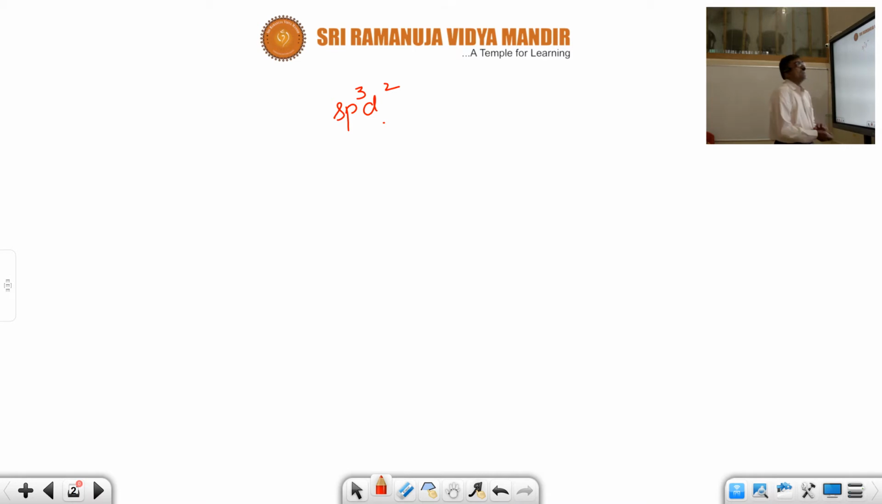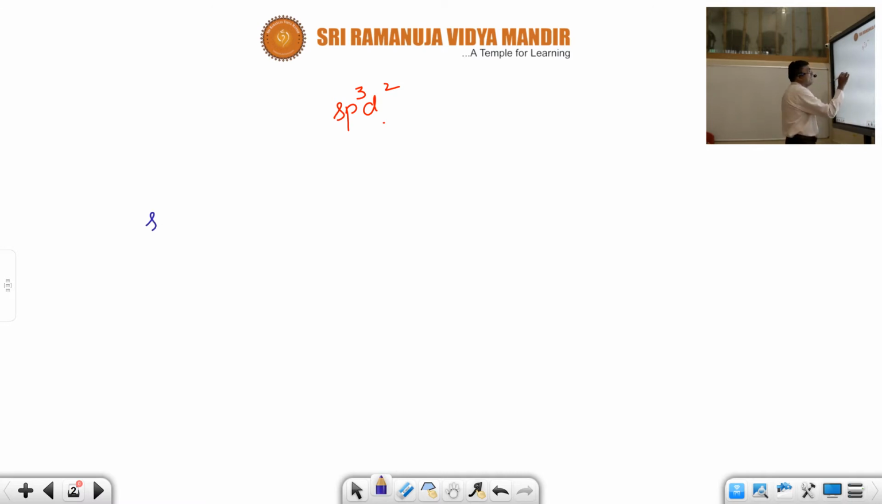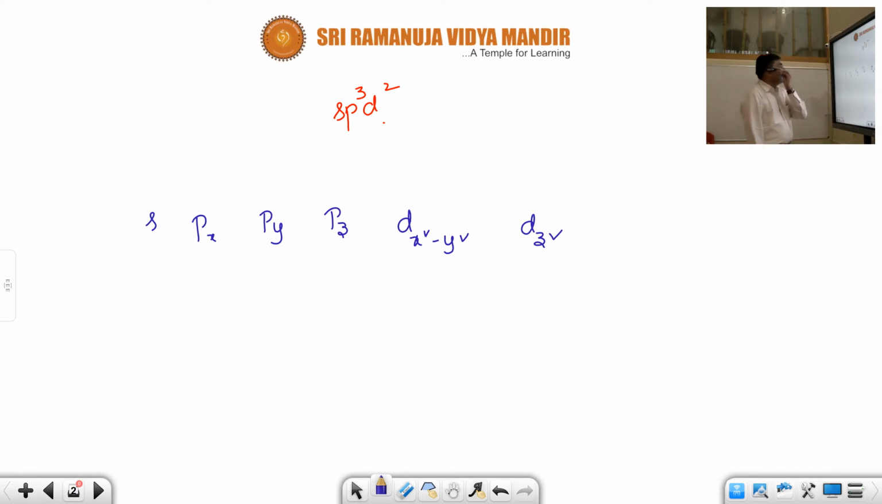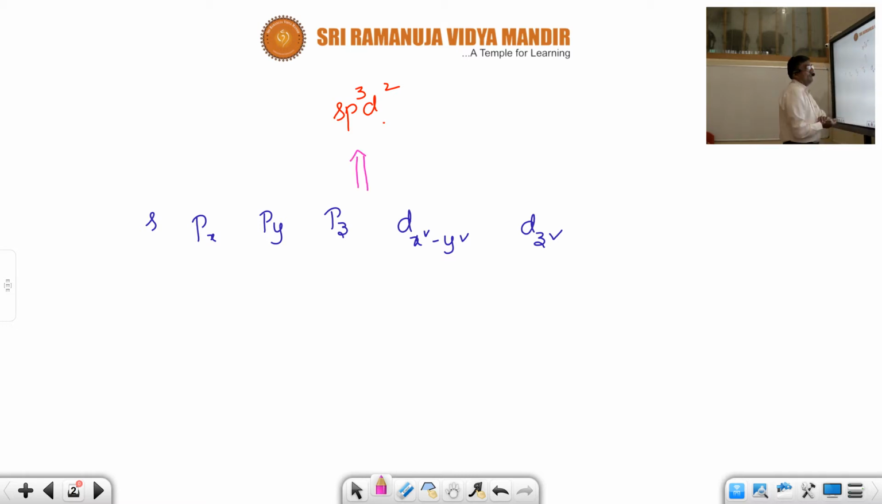Firstly, I would like to explain what orbitals are going to participate in this sp3d2 hybridization. The orbitals which are going to participate are the s orbital, px orbital, py orbital, pz orbital, dx square minus y square orbital, and dz square orbital. These are the orbitals which participate in sp3d2 hybridization. So this is the first thing you are expected to understand.